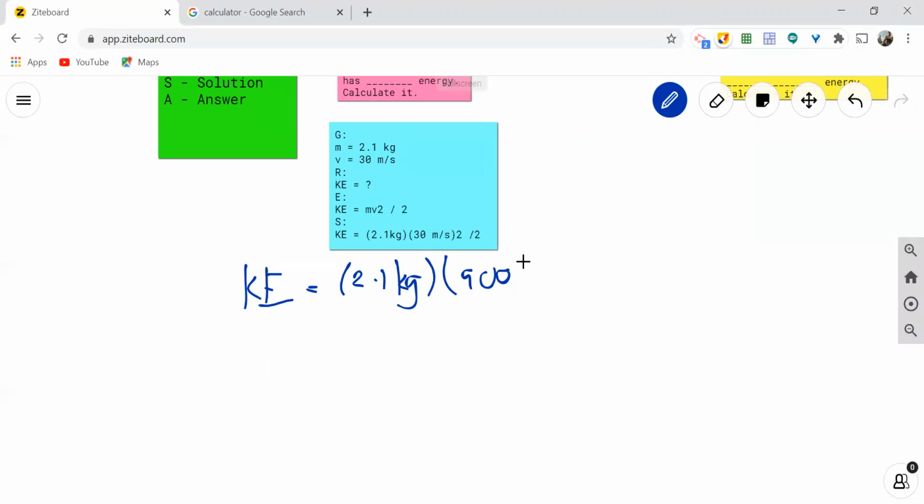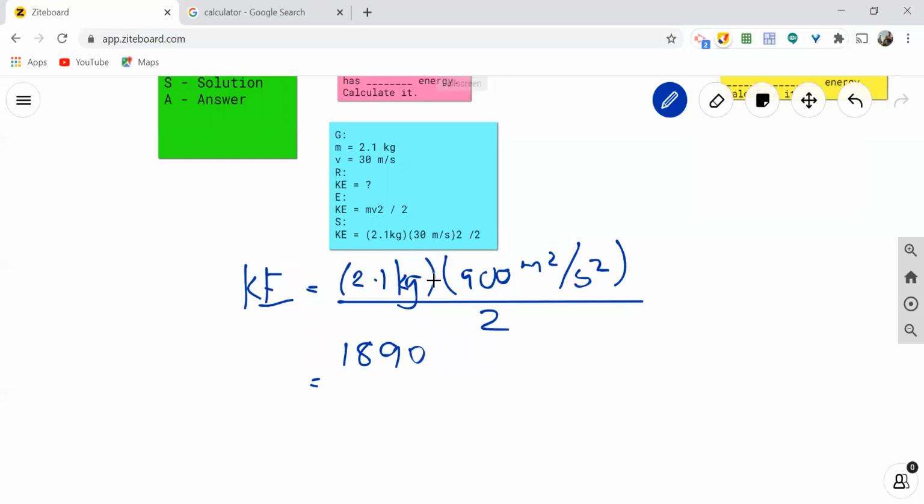Since we squared, we also squared the meter squared, and also the second squared. Since all are being squared, then divided by 2. So that's it. Then it is equal to 2.1 times 900. So we're going to multiply the two variables. 2.1 times 900 is equal to 1,890. Then copy the unit, which is kilogram. Then meter squared and second squared.